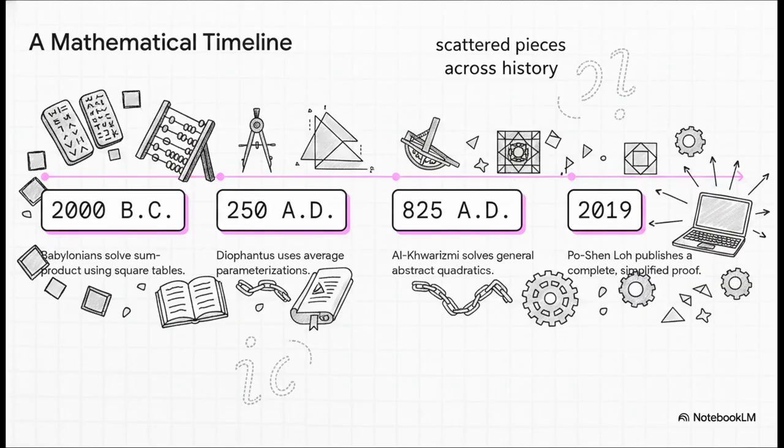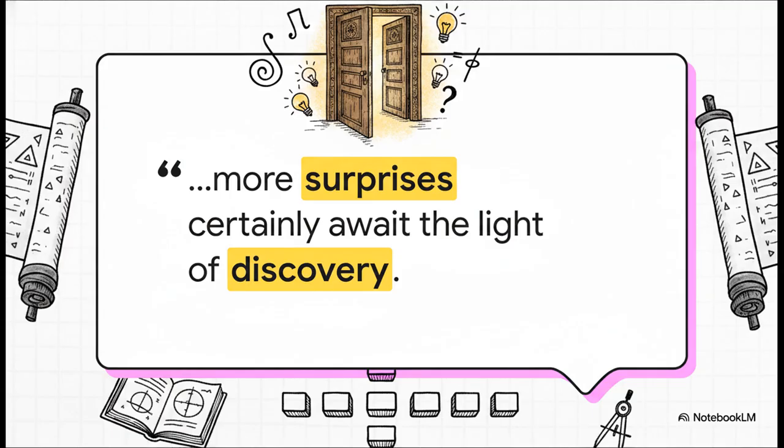Then, around 250 AD, the Greek mathematician Diophantus utilized average parameterizations. And around 825 AD, the Persian mathematician Al-Khwarizmi solved quadratics abstractly. They all had a piece of the puzzle, yet these brilliant early mathematicians lacked the concept of complex numbers to combine these insights into Loh's completely universal method. Loh himself notes that he stumbled upon this fusion of Renaissance-era math and Babylonian tricks simply by trying to create alternative, elementary explanations for middle schoolers.